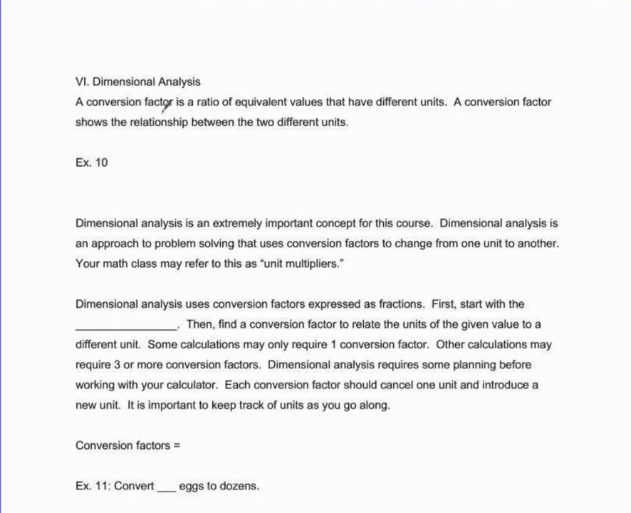A conversion factor is a ratio of equivalent values that have different units. Kind of a difficult definition for something that's not actually that difficult. A conversion factor shows the relationship between two different units. So, for instance, some good ones to know are 2.54 centimeters in 1 inch. This is a conversion factor.